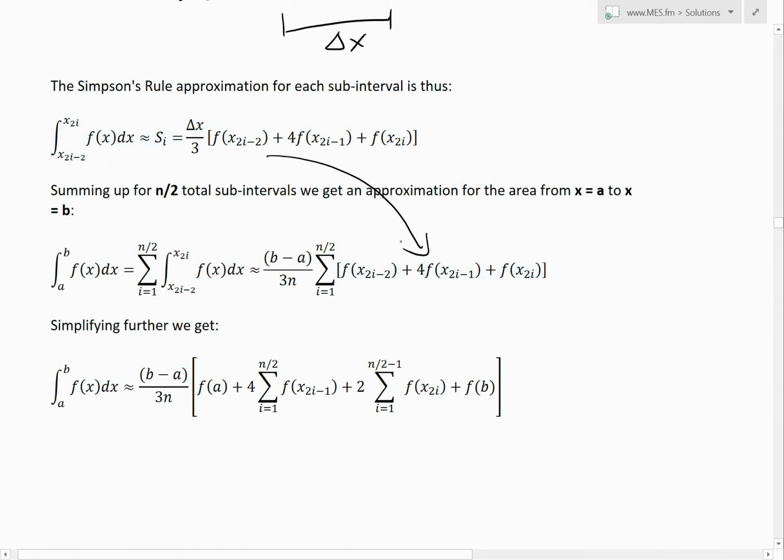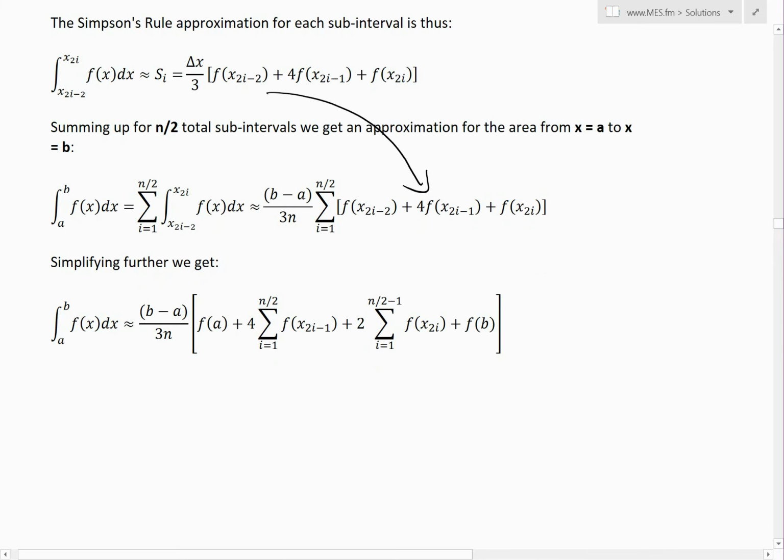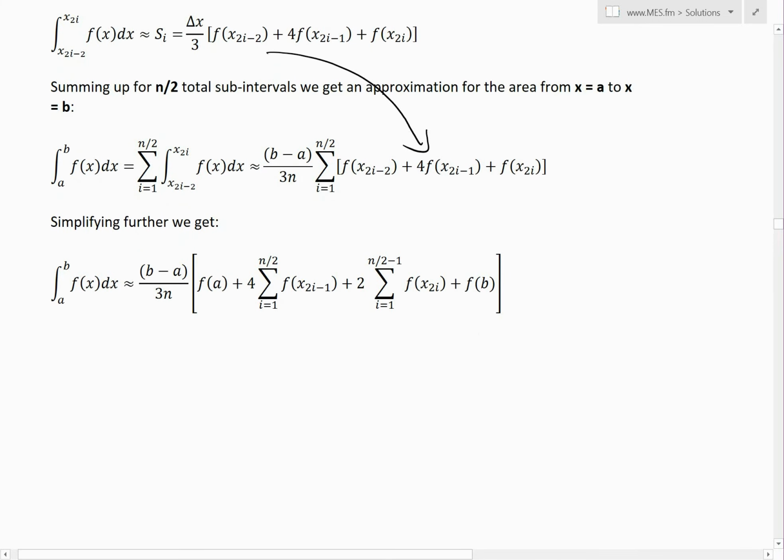Now we're summing that up n divided by 2 times, and we can simplify it further by taking out one of these terms. If you watch my Simpson's rule video, you'll see how we have this 4, 2, and here this is 4, so that we're taking out a pair of subintervals, and in this case we're taking out this endpoint over here.